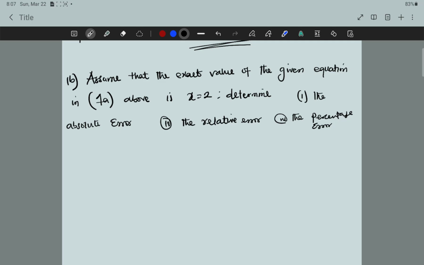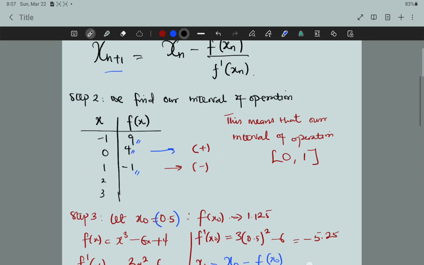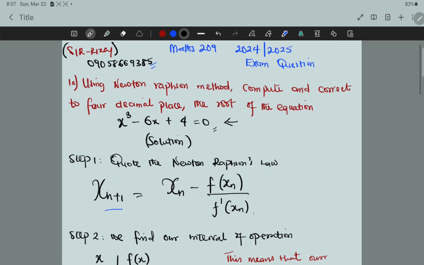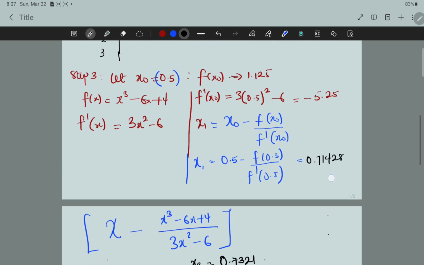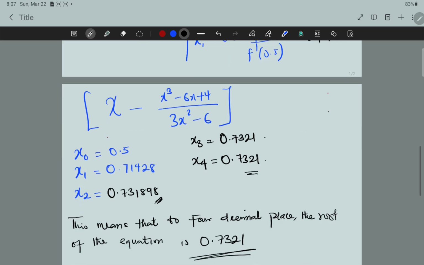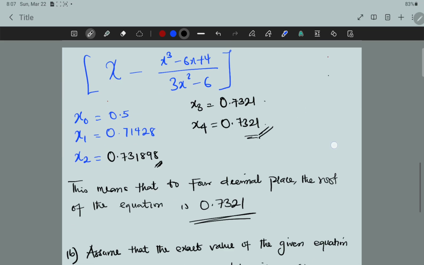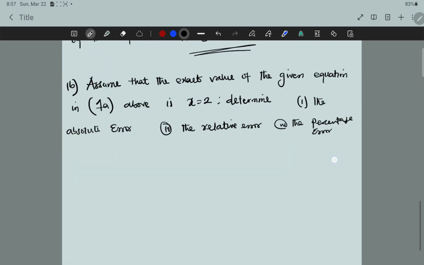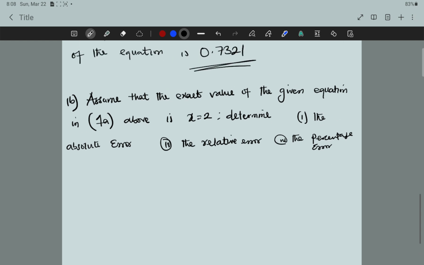Okay, so we continue. It says assume that the exact value of the given equation in 1a. That means this particular 1a, it said the exact value. Our final answer for 1a is 0.7321. Here you go, 0.7321, right? It now says assume that the exact value of the given function in 1a is x is equal to 2. That means they assume x is equal to 2, no more 0.7321.